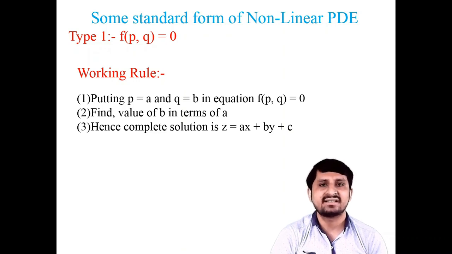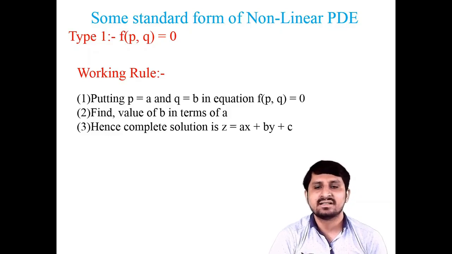After that, our second step is you have to find the value of b in terms of a, and our complete solution, our complete integral, is z is equal to ax plus by plus c. Whatever the value of b in terms of a, you have to put in this equation, in which z is equal to ax plus by plus c. Okay, so let's see how we can solve examples for non-linear partial differential equation type 1. So here is the first example.